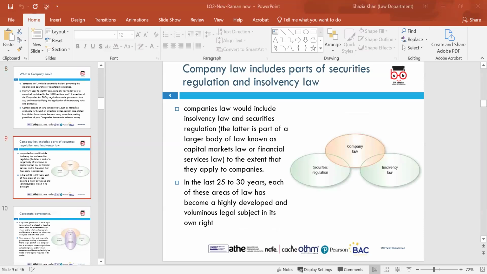Company law includes parts of securities regulation and insolvency. So company law would include insolvency law and securities law regulation. The latter is part of a larger body known as capital markets, to the extent that they apply. In the last 20 years, each of these areas has become highly developed. So you've got company law, which includes securities regulation and insolvency law.